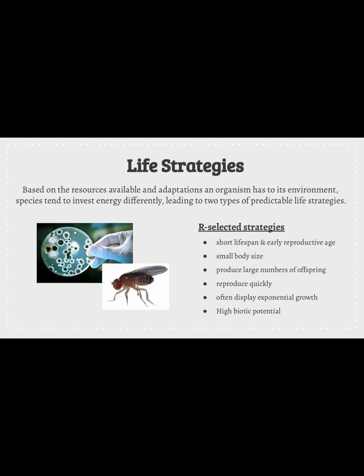And then the R selected strategies. So there's R strategists. These are short lifespan, early reproductive age. They have a small body. They produce large numbers of offspring. They reproduce quickly. They often are exponentially growing. And they have high biotic potential. I guess that biotic potential means just being able to grow or being able to live and pass on their genes. Way higher chance in these strategies where they're creating lots and lots of offspring. Better chance of at least some surviving.